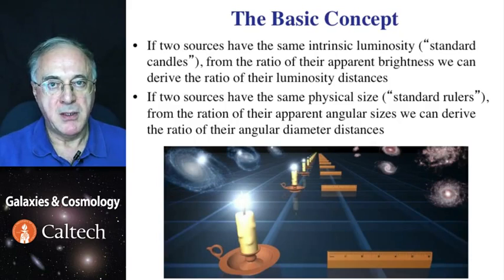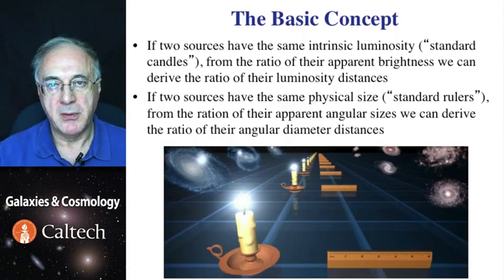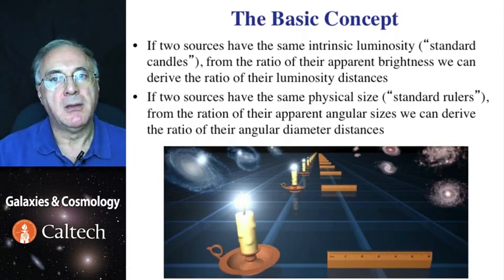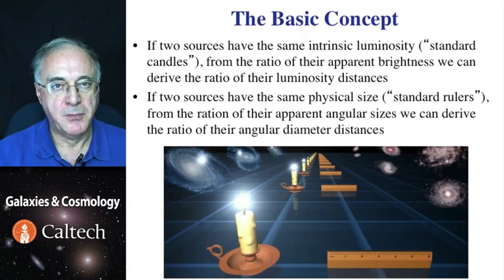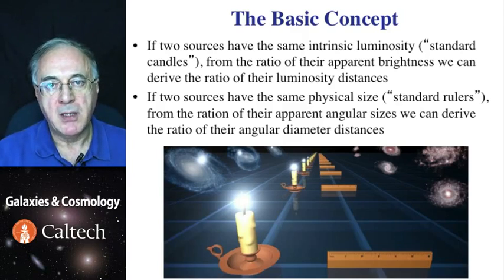Now, a supernova is a lot brighter than a candle, but the same concept applies. So if somehow a supernova or something else has a constant luminosity, if we put it at different distances from us, its brightness will decline according to the inverse square law, or rather the relativistic version thereof. So if we can measure relative brightness of the standard candle at two different distances, we can derive the ratio of their luminosity distances.